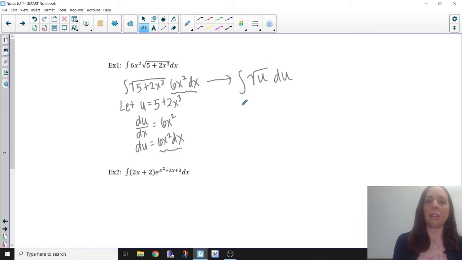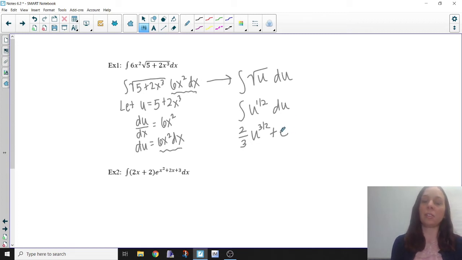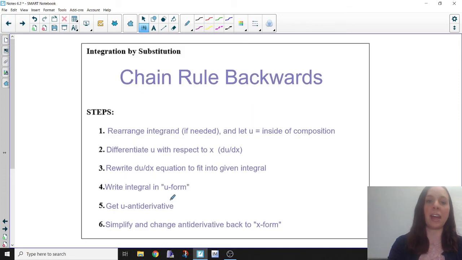Keep in mind that you might want to rewrite this as a u to the 1/2 power. A square root is a 1/2, and so what you're really doing is power rule here. Add 1 to this power, that will give us a 3/2 power. Take that reciprocal as what should go out in front. So it will be 2/3 u to the 3/2 power. Okay, that's not your final answer. Your final answer needs to go back to x form, and that is our last step in our steps here.